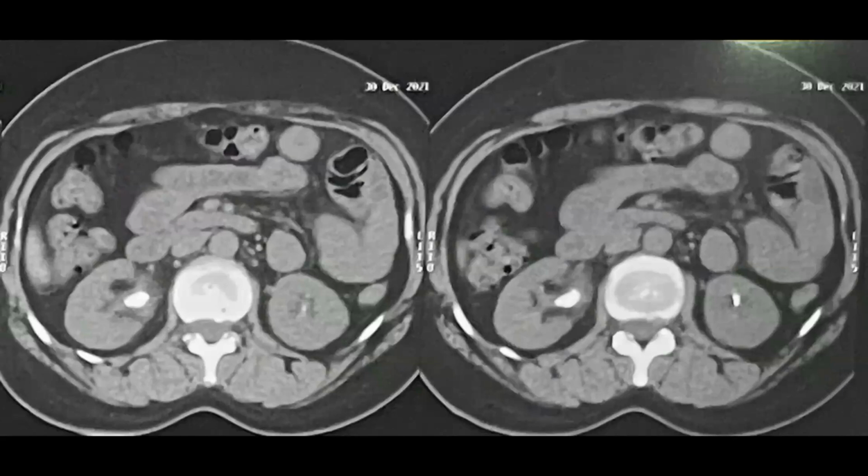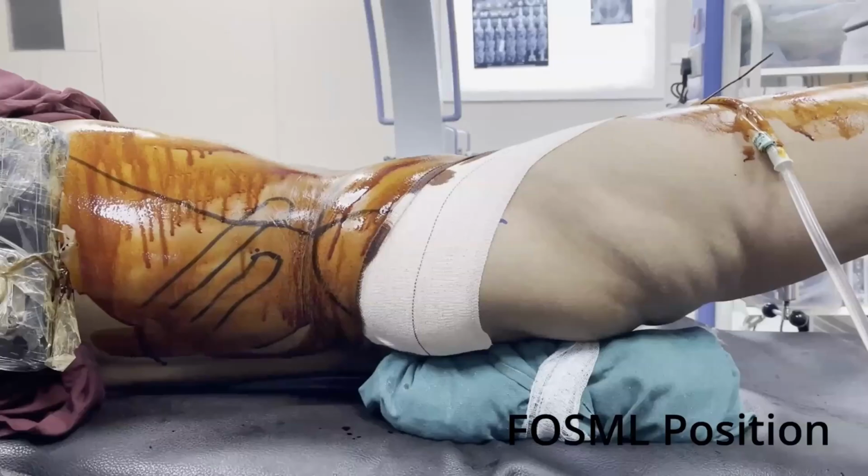So this is a cross-sectional image of the patient showing the bilateral renal calculi. The right side stone was in the pelvis. So first, right side supine tubeless PCNL was planned.